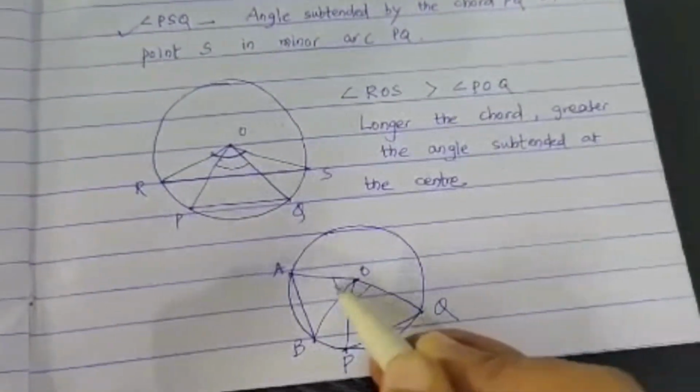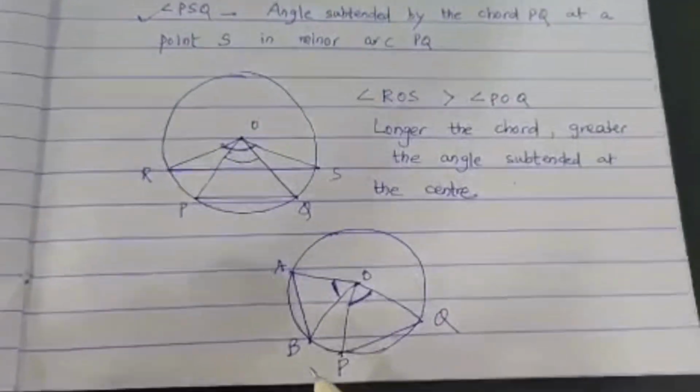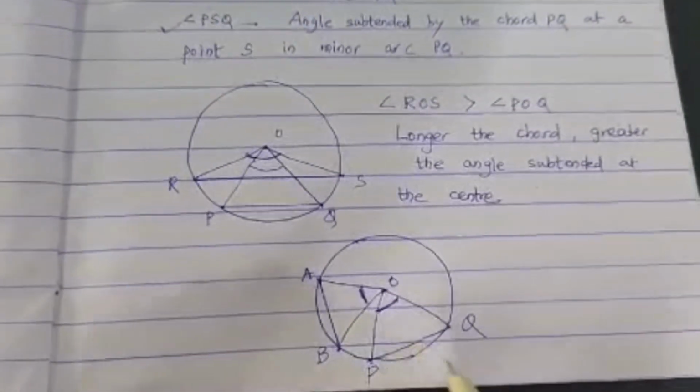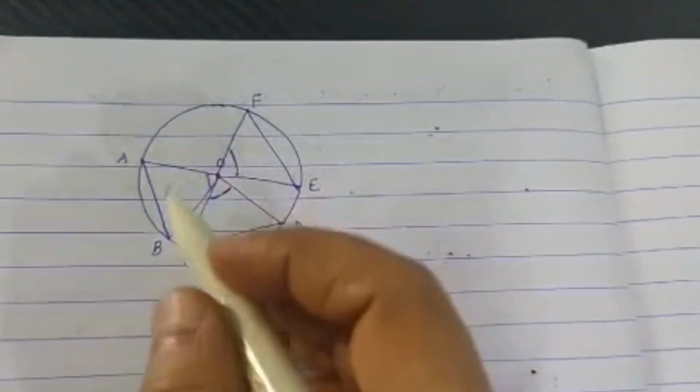So what about these two angles? There is a relation. We will come to that part. We have to study this one, and there is a theorem related with this one also. So let's study that thing. Now this is the figure I have drawn.